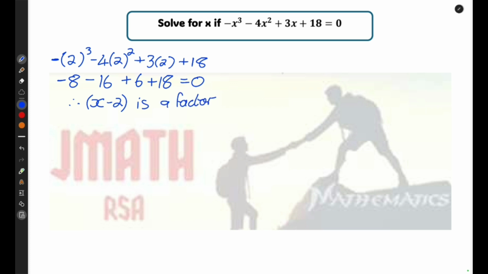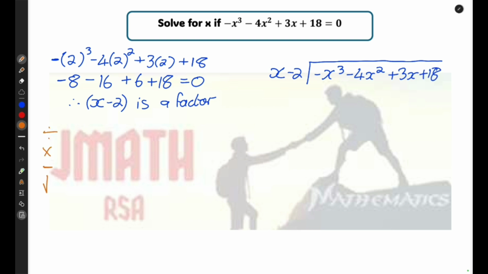Okay, now I can start my long division. Just going to make my little house there. X minus 2 goes there, and then minus x cubed minus 4x squared plus 3x plus 18. Okay, so let's just write down the steps again. Firstly, divide, then multiply, then minus, then bring down.